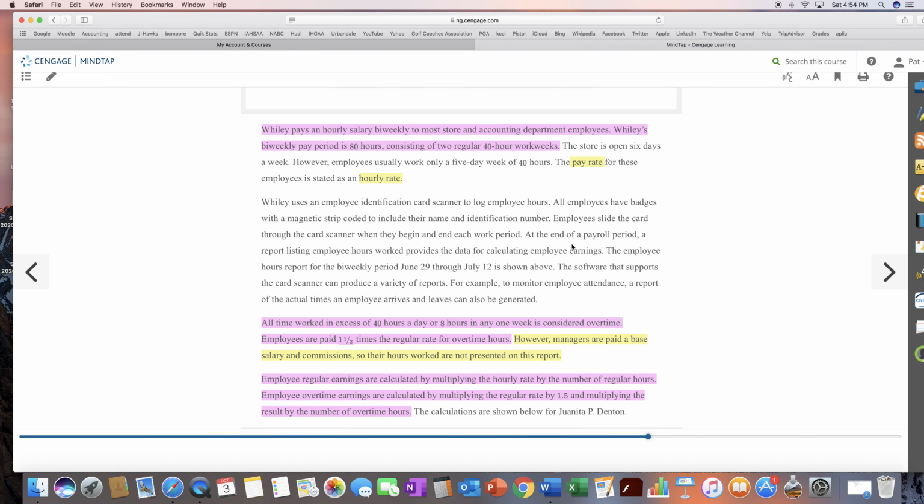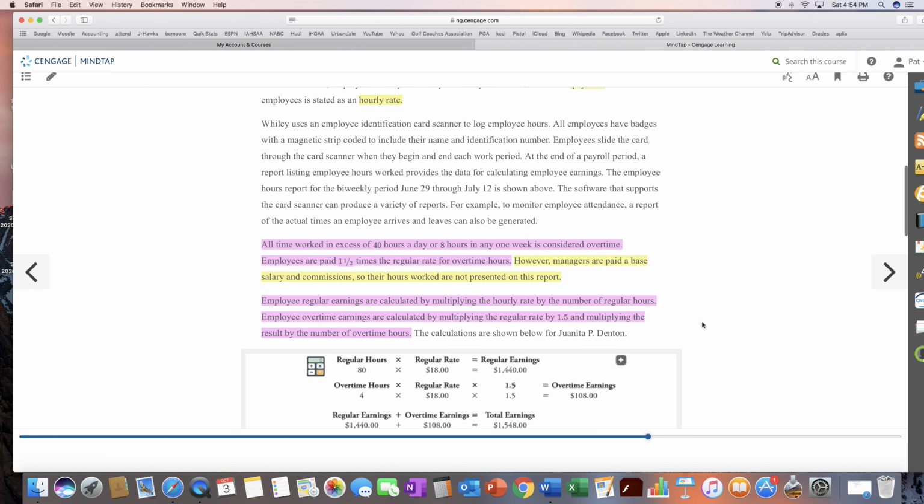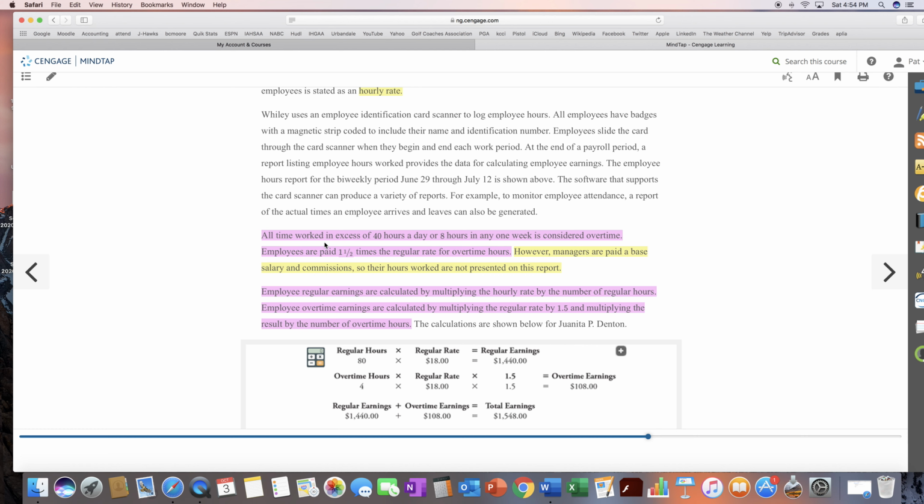They talk about identification codes. You used to punch in, then you slide a card, or you put a code in the computer, and that records everything for you. Here again, it talks about if you're in excess of 40 hours a week, it's considered overtime. You get paid what's called time and a half, or 1.5 times, like it says here, the hourly rate.